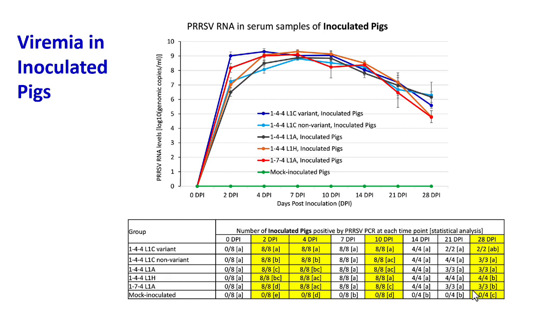This is the viremia in inoculated pigs. At 2 dpi, the L1C variant has a significantly higher viremia level than the other groups. It's higher than 174 and the other three viruses. 174 in the middle is lower than the L1C variant, but higher than the other three.